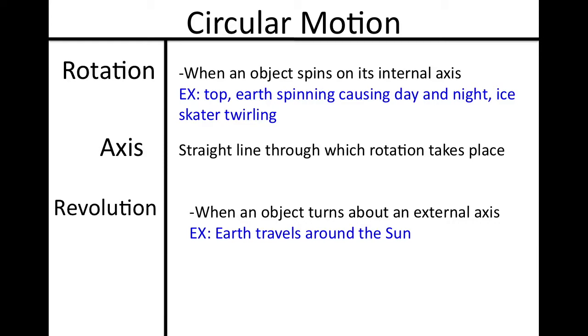Revolution, in comparison to rotation, is when an object turns or travels around another point, which is called the external axis. The Earth traveling around the sun is an example of revolution, and the sun is the external axis that the Earth is traveling around.